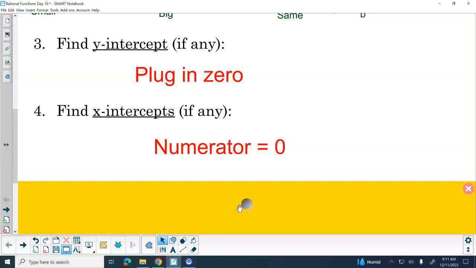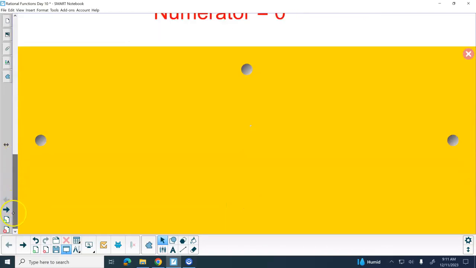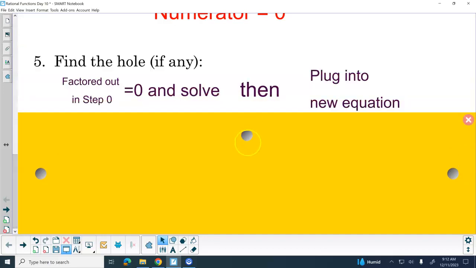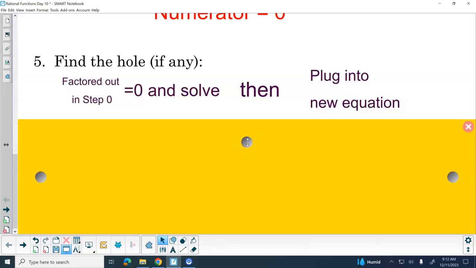Okay. Step 5. How do we find holes? In step 0, if we can't do something out, we set that equal to 0. Solve it. Which equation? The new one. Yep, exactly. If we factored something out in step 0, we set that equal to 0. We solve it, and then we plug that into our new equation.